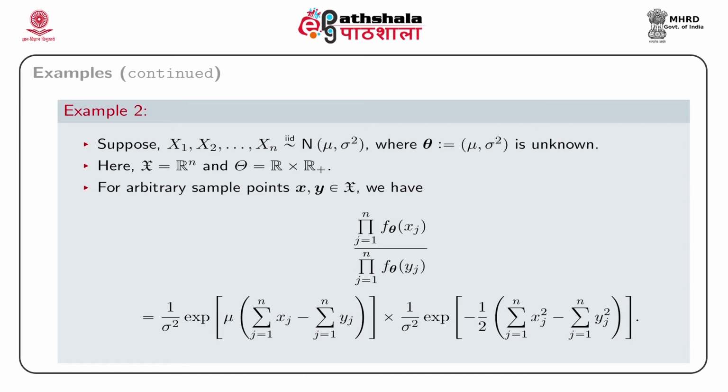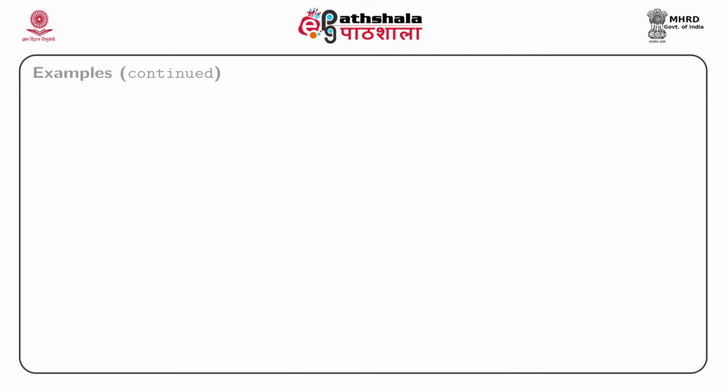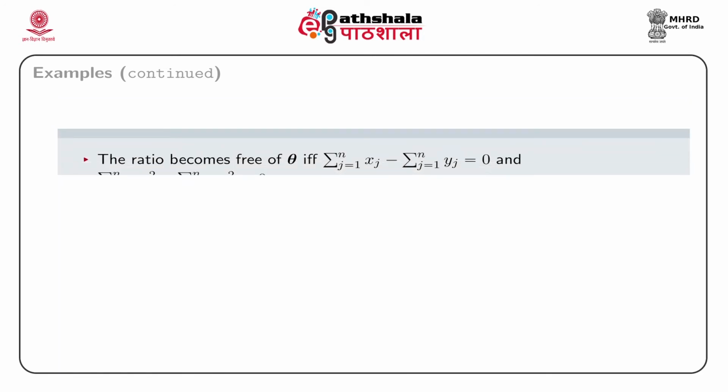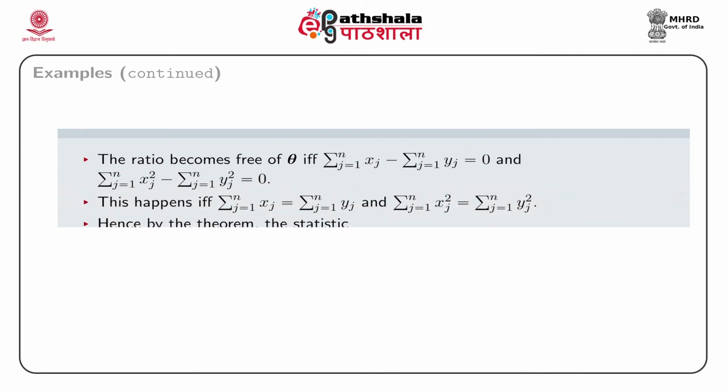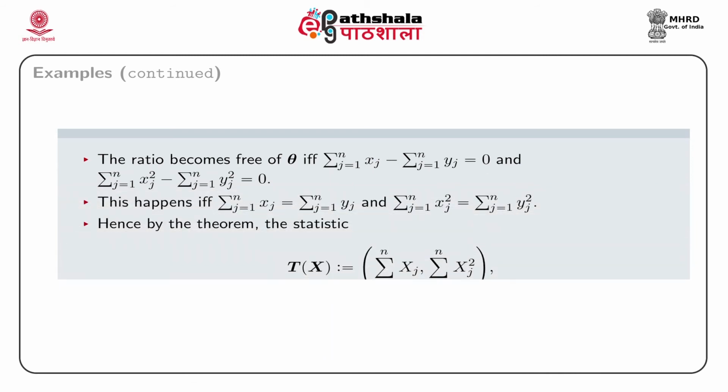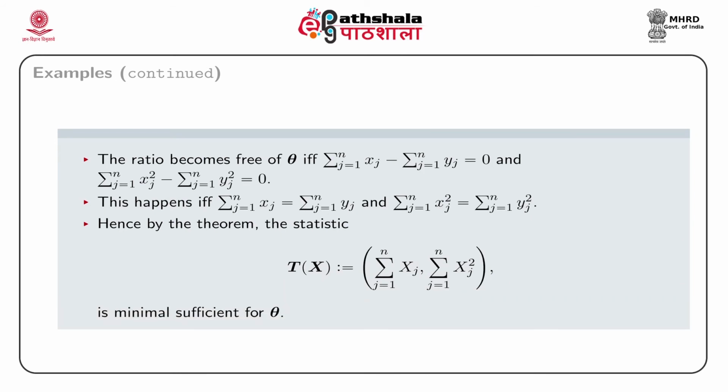From 2, it becomes clear that the last expression would not involve the unknown parameter θ equals (μ, σ) if and only if summation x_i equals summation y_i and summation x_i² equals summation y_i². Hence, by the theorem, T equals (summation over i from 1 to n of X_i, summation over i from 1 to n of X_i²) is minimal sufficient for (μ, σ).